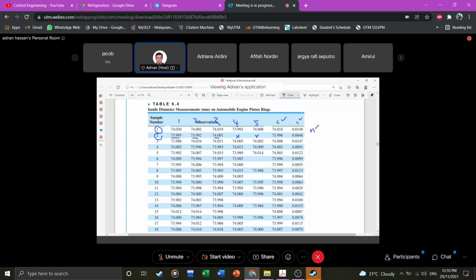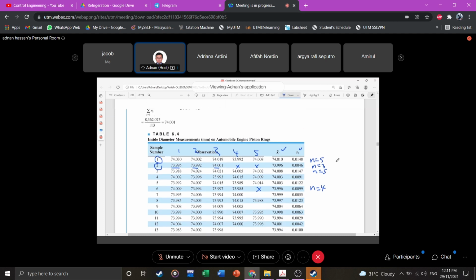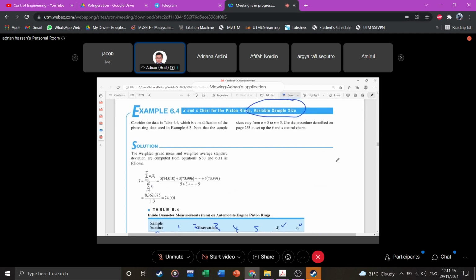This is n equal to 5. In this case, n equal to 3. The next one is again n equal to 5. If you go to this one, you don't have this number here, so this one is n equal to 4. How do we handle this case where the sample size is not constant? This is what example 6.4 is trying to show.